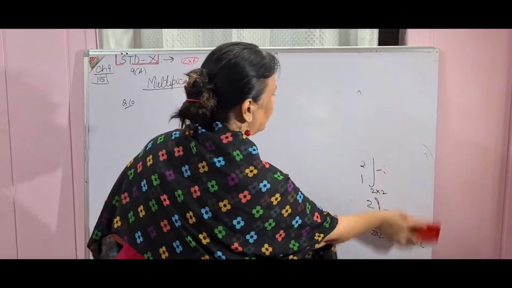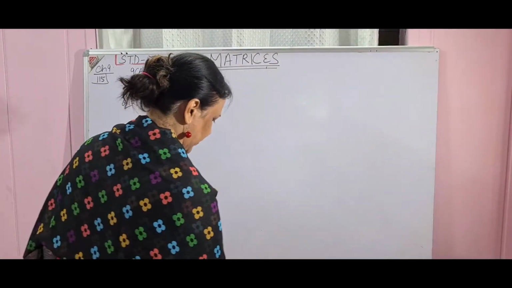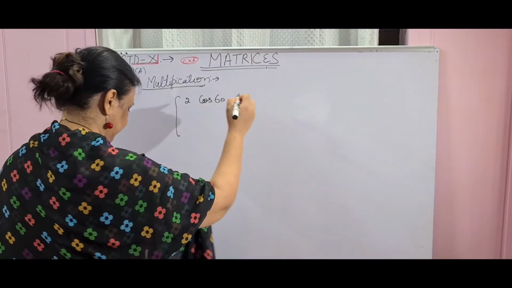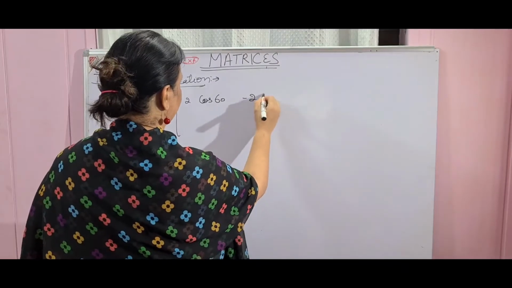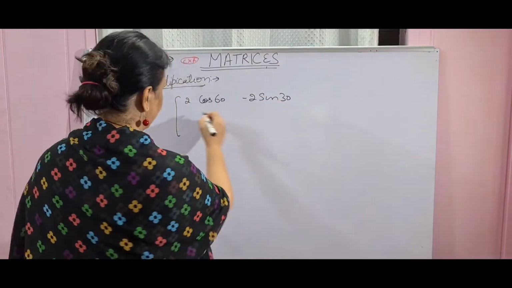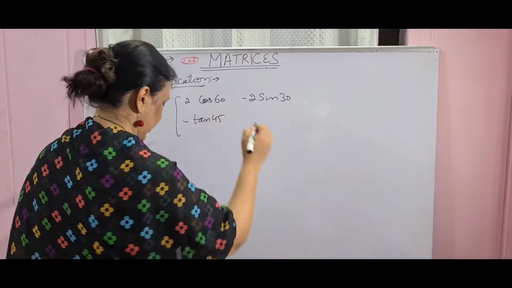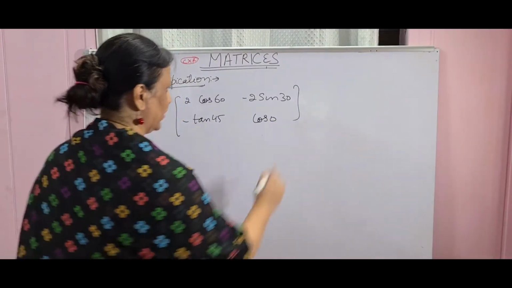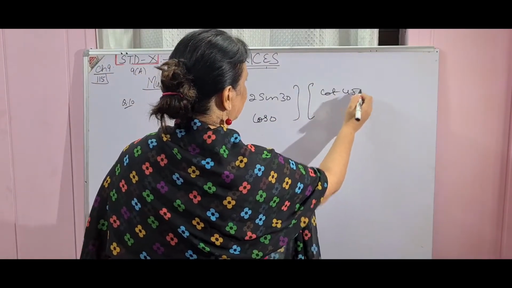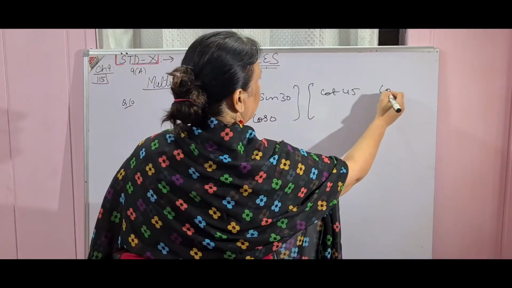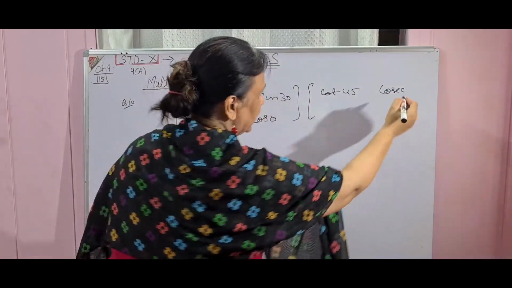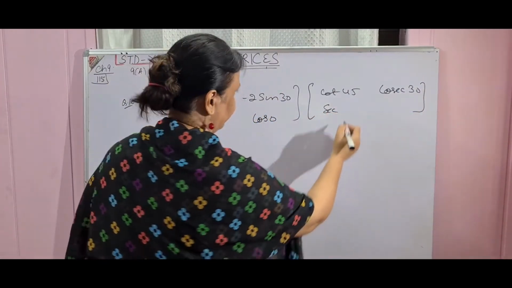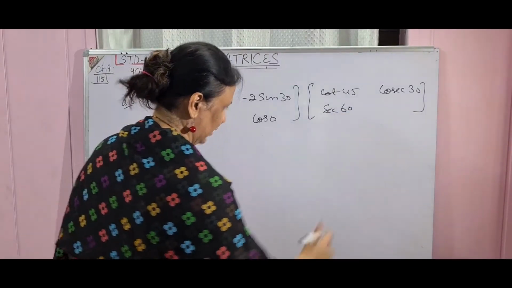Then come to one more type of the sum which you can get, for example, trigonometric. Suppose I write here 2 cos 60, then of course minus 2 sin 30, and it is minus tan 45 and cos 0. You will be given trigonometric tables, so don't worry about it. Only thing what you are going to do in these sums is that you are going to change these trigonometric values into number form as given in the table. I am writing the question.